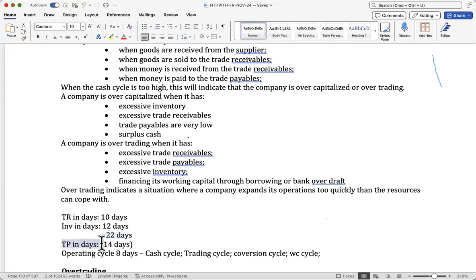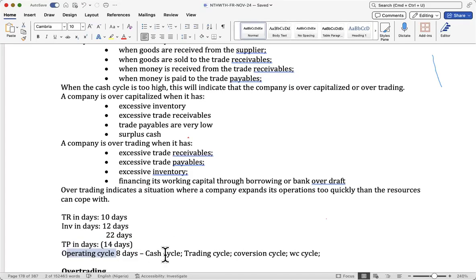If your trade payables in days is now 14, which is the number of days it will take you to pay your suppliers, you see, by the time you take 14 from 22, what you have left is 8 days. These 8 days, we call it operating cycle.